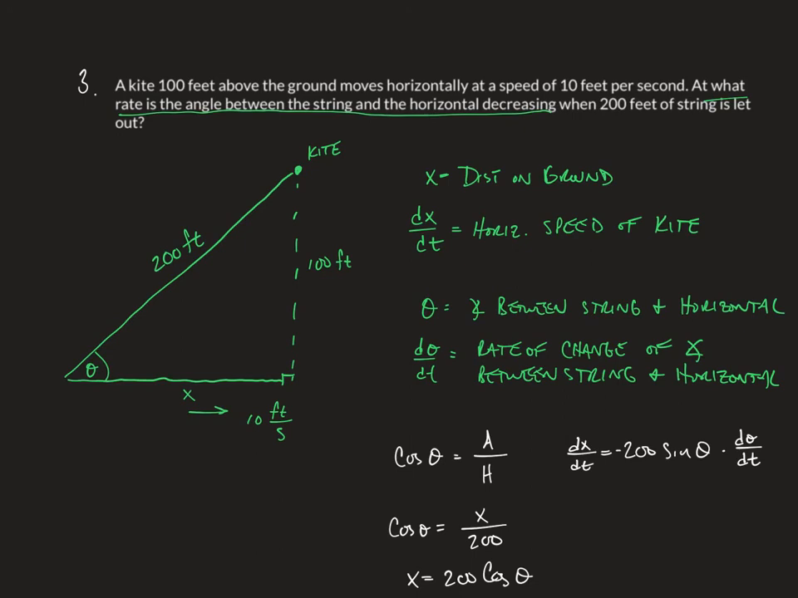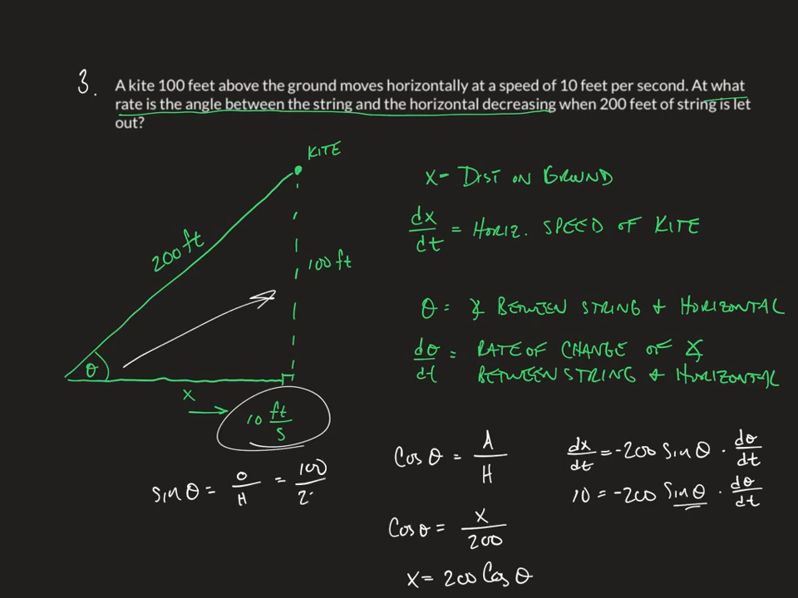So now I've got an expression here that contains some things that I know. So dx/dt is 10, right? We know this. 10 is the rate of change horizontally of this kite at that time, times negative 200 times sine of theta times d theta/dt. There is another component here that we actually can figure out. Sine of theta is a value we can find, because remember, sine of an angle is equal to the opposite divided by the hypotenuse of the sides from that angle. So the opposite side is 100 from that angle, and the hypotenuse side is 200. So that makes sine of theta 1/2.